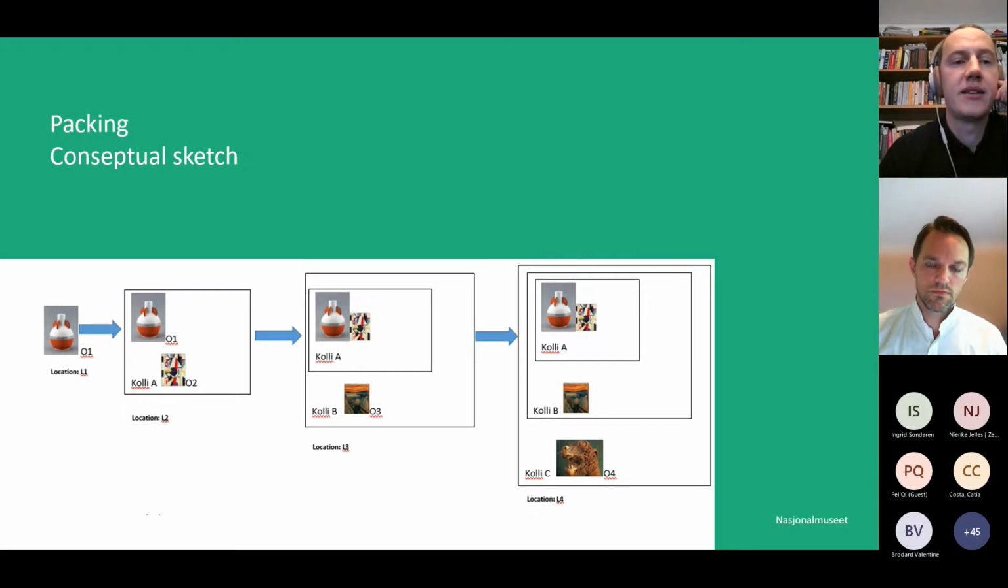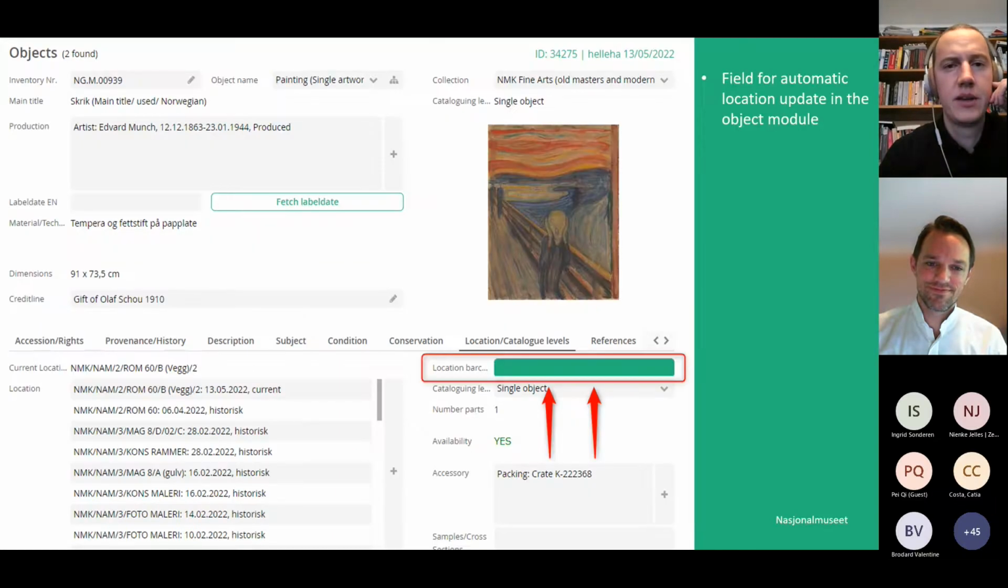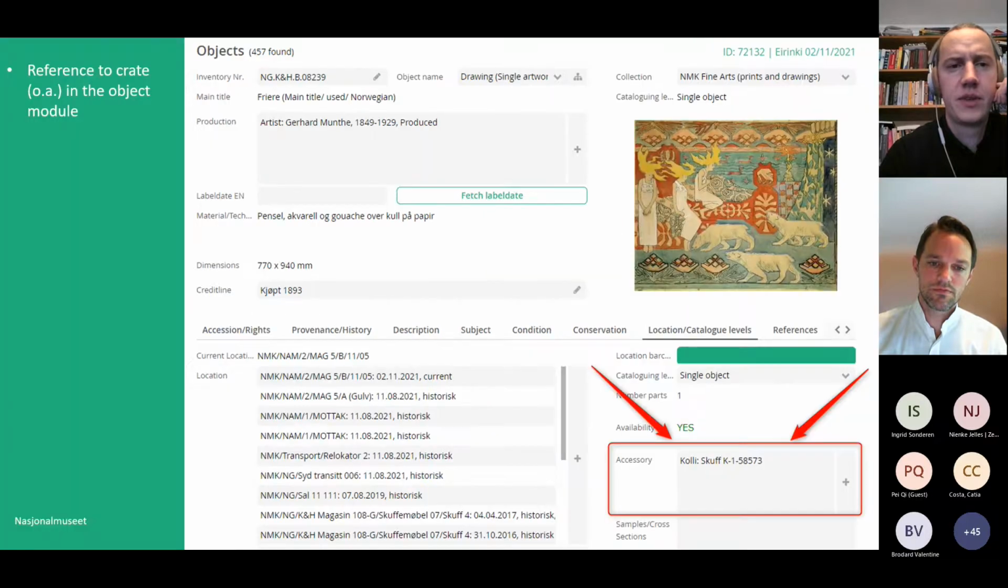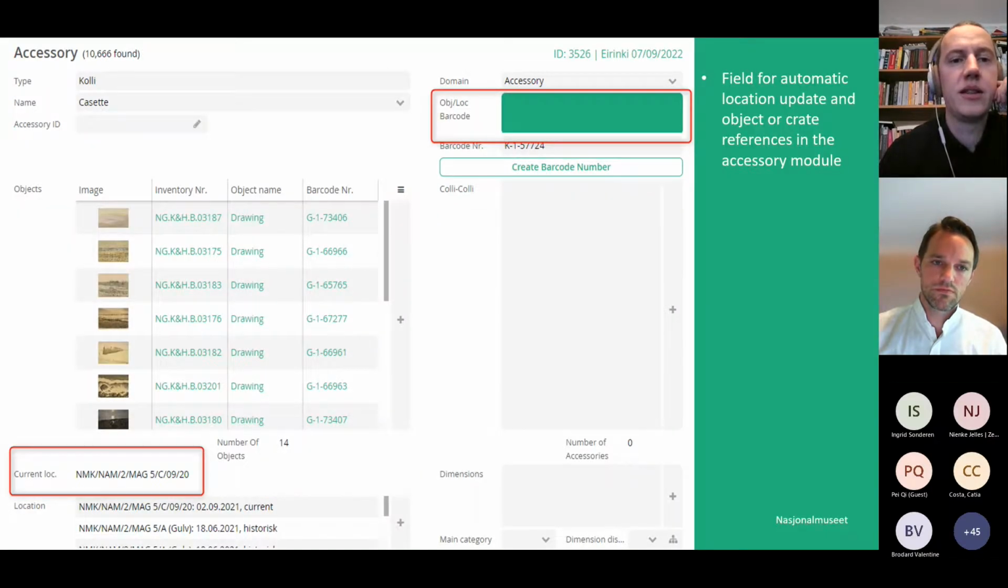The idea is that an object could go into a crate, which could perhaps contain other objects, and that crate could go into another crate, and in another crate, etc. And in the object module, we then have a simple field for location update. So then you could scan a location, and this object would then automatically be moved to that location. And then you also have a reference to an accessory, which could then be packing material or a crate itself, and documented in the accessory module.